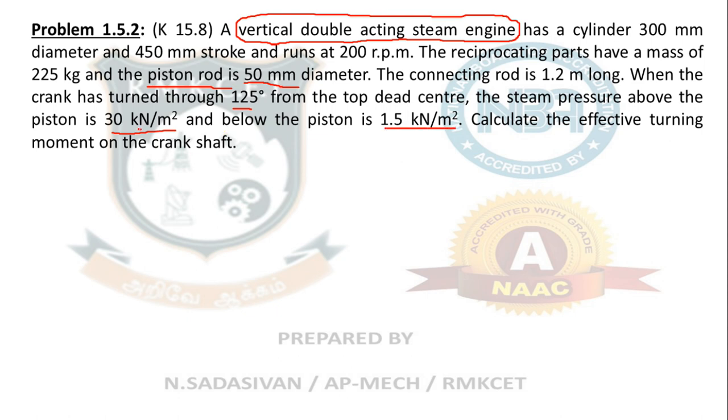Please note down carefully that kilonewton is mentioned here in both the places. Calculate the effective turning moment on the crankshaft. So there is only one question, only one result you are going to find out: turning moment on the crankshaft. Turning moment, or in turn it means torque on the crankshaft. Okay, so let us list down the given data.